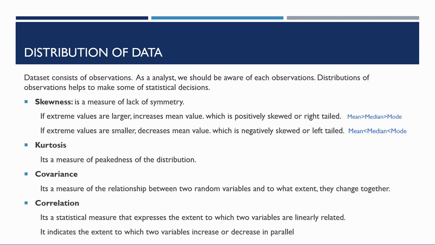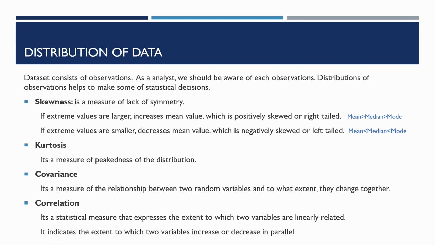So next comes the third type of descriptive statistics, that is distribution of data. Distribution can be analyzed using matplotlib or Seaborn graphs. So we can see the skewness, kurtosis, covariance, and correlation between multiple observations, and we can analyze each observation or the multiple observations. So distribution of data helps to make some statistical decisions.